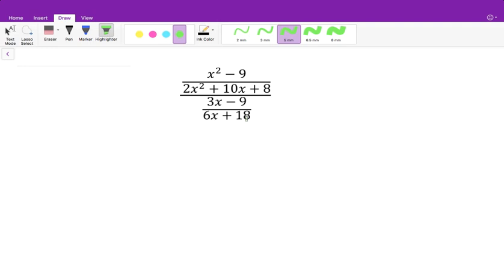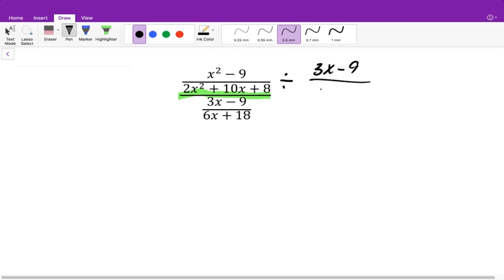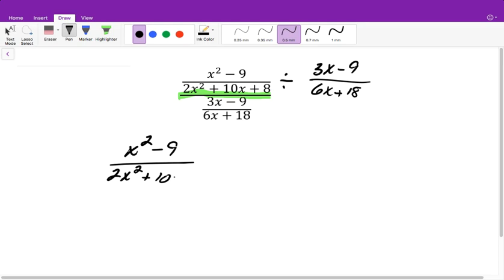So remember, for this problem, when we have a complex fraction, this division bar means divide. So we need to go ahead and just divide by 3x minus 9 over top of 6x plus 18. So then we need to keep, change, flip, so it's x squared minus 9 over top of 2x squared plus 10x plus 8, multiply because we need to change it, and then we need to flip it, so it's 6x plus 18 over top of 3x minus 9.